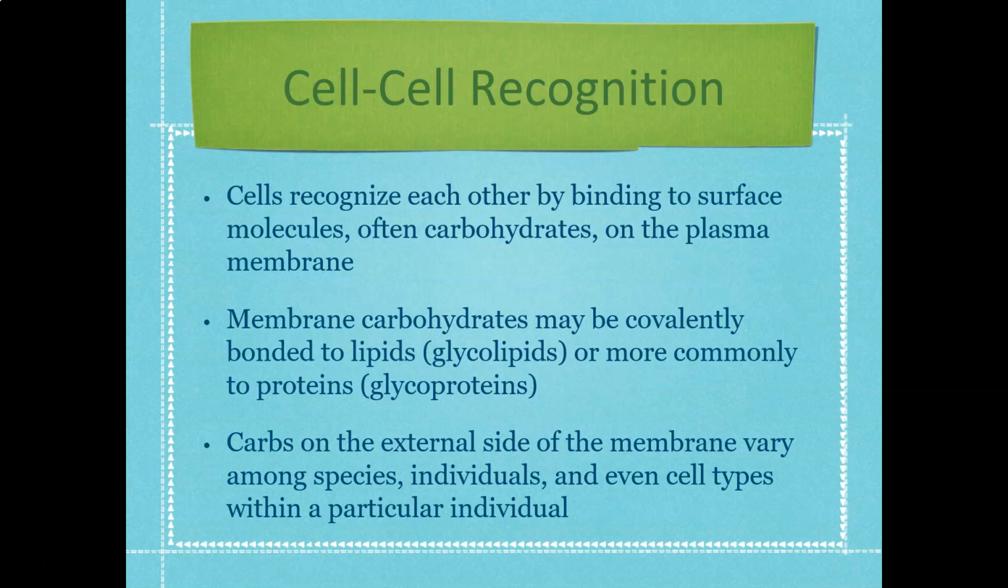So being able to recognize your cells from someone else's, which does complicate things like organ transplants, as well as your body even being able to recognize different cell types within you. So being able to recognize a cardiac muscle cell versus a skeletal muscle cell versus an epithelial cell, so on and so forth.